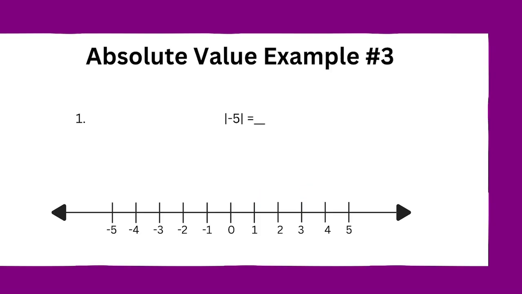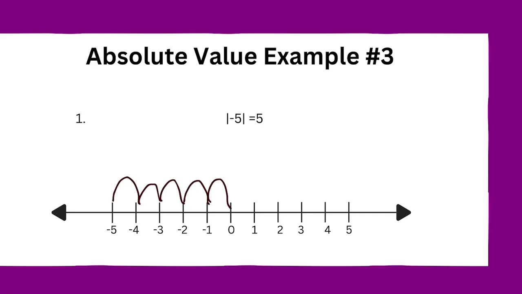Alright. Let's look at our last example, number 3. So I have the absolute value of -5. I'm going to find -5 on my number line. So I see -5 at the end on the left side. So I want to see how many bunny hops it takes me to get to 0. So one bunny hop gives me -4. A second bunny hop gives me -3. A third bunny hop gives me -2. A fourth bunny hop gives me -1. And a fifth bunny hop gets me to 0. I'm going to stop there. So that means it took me 5 bunny hops to get to 0, which means the absolute value of -5 equals +5.